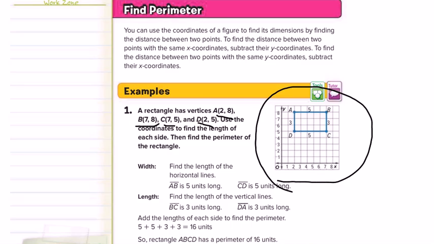To find the perimeter, remember the distance around the outside edge is what the perimeter is. So I can add up all my sides, or I can do 2 times the length plus 2 times the width, since this is a rectangle and we have the length. There's 2 sides that are that length and 2 sides that are that width. So if you add up those values, you will find that the perimeter of this rectangle is 16 units.